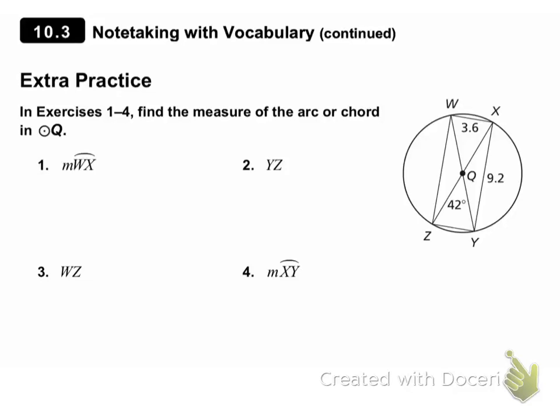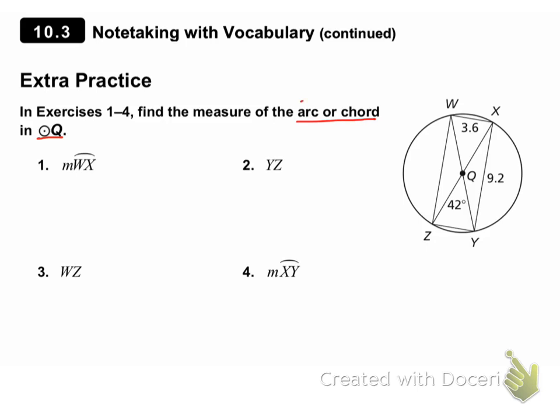Hello geometry students, today we are going to continue section 10.3, using chords. So we're going to do questions 1 through 8 from the Big Ideas Student Journal. The very first question: in exercises 1 through 4, find the measure of the arc or chord in circle Q. So we have to find these four things, arc or chord.